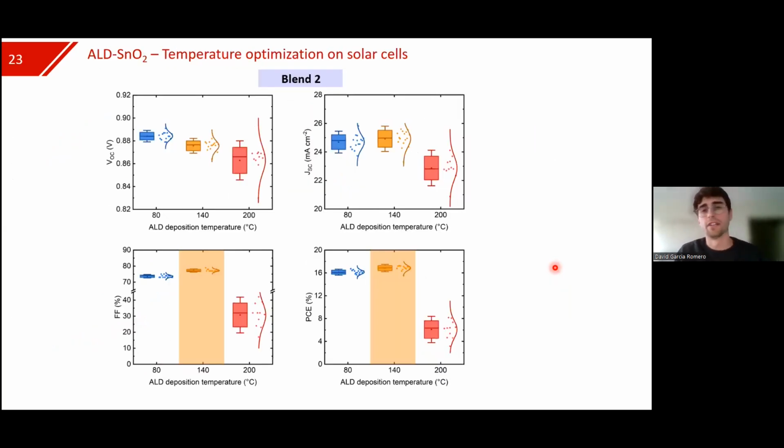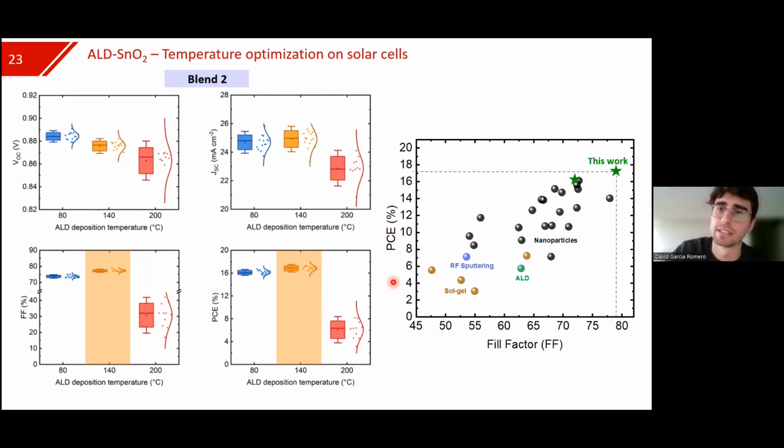So let's look at the devices finally. I'm plotting here the 4 parameters of the solar cell with a lot of statistics. And our main conclusion was that fill factor and the current are the parameters that are mostly affected by our deposition temperature. And in particular, 140 seems to be the one which leads to the highest efficiency.